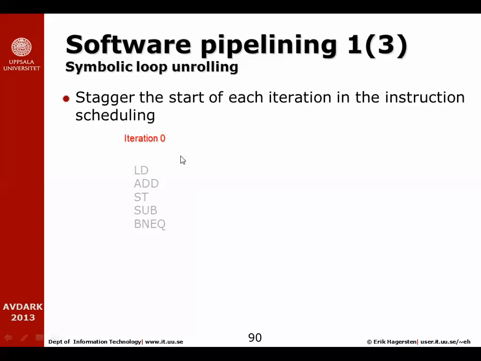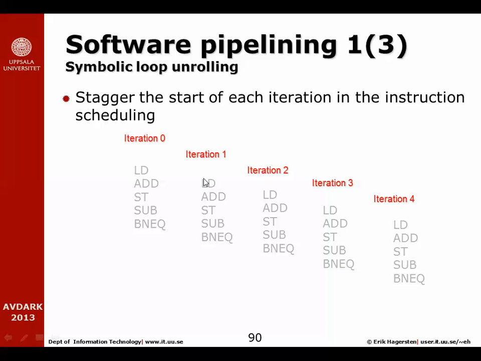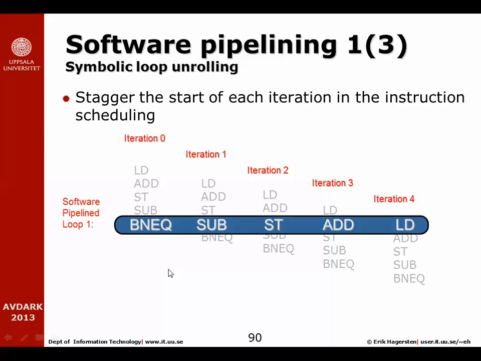Here, once more, we have the instructions, the load, add, store, sub, and branch from one iteration. What we're going to do is stagger the start of each iteration on this slide. So iteration 1 starts one instruction further down. Then we figure out which instructions to schedule together in the same loop. Here we have chosen 5 instructions from completely different iterations, and our intention is to put these into the same loop.